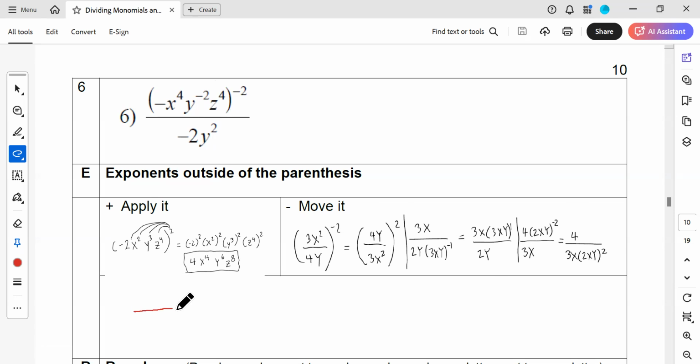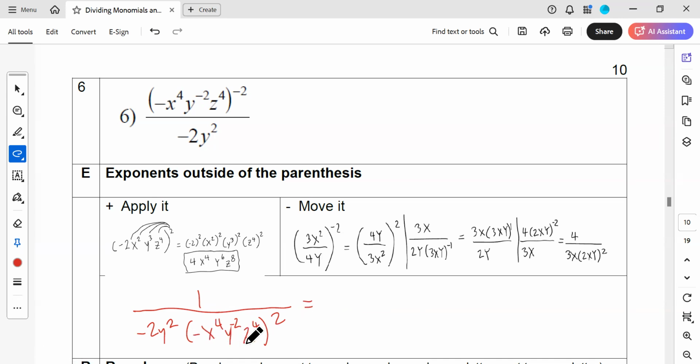So I'm going to take this, move it to the bottom. So I'm going to have negative 2y squared still where it is. And this whole parentheses is going to move to the bottom. When there's nothing left on top, I put a what? 1. Questions? Cool.